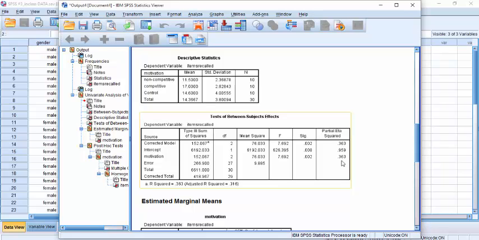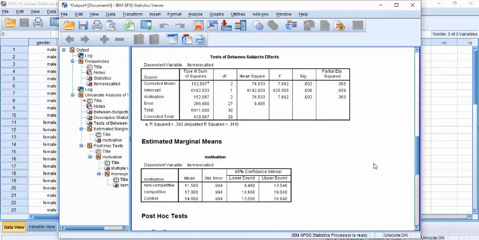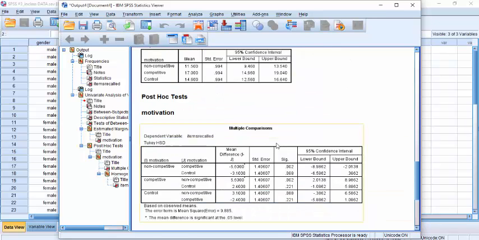Since we know that our ANOVA is significant, that in fact there are differences in means across our motivation conditions, we need to know what the differences are, like which groups, non-competitive, competitive, or control, were significantly different from one another. So then we scroll down to our post hoc table, and that tells us.